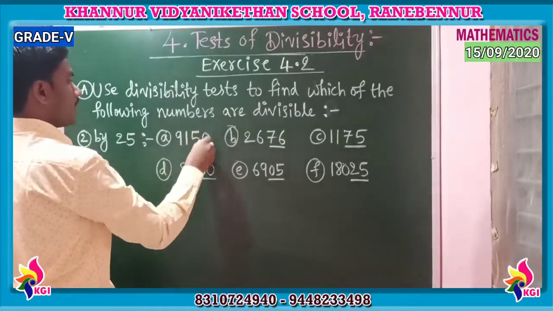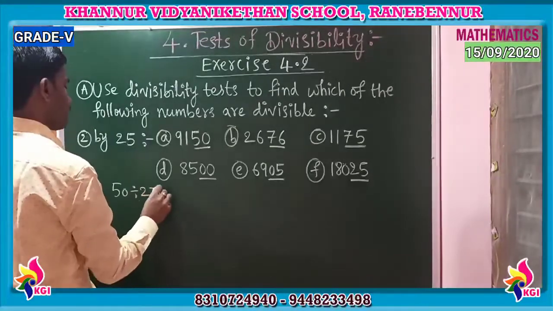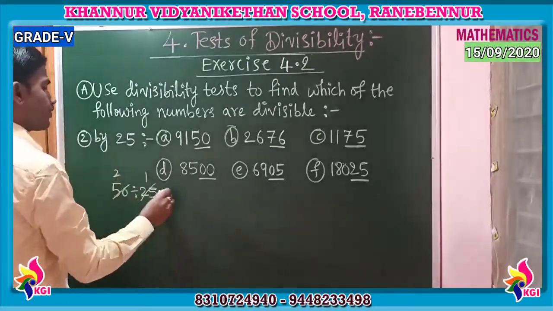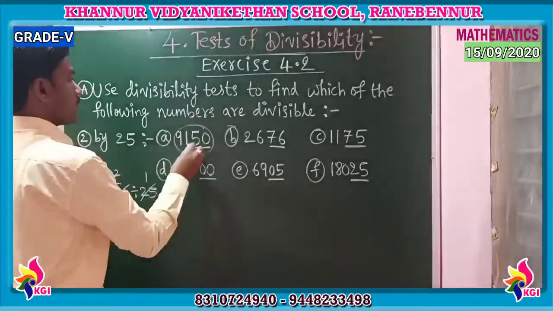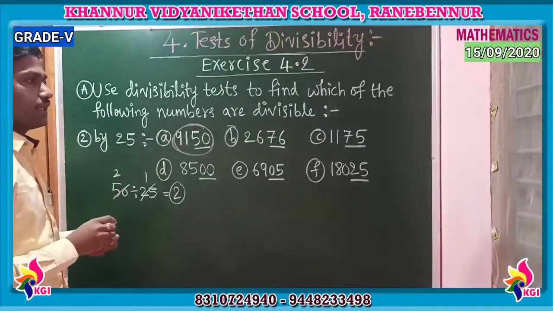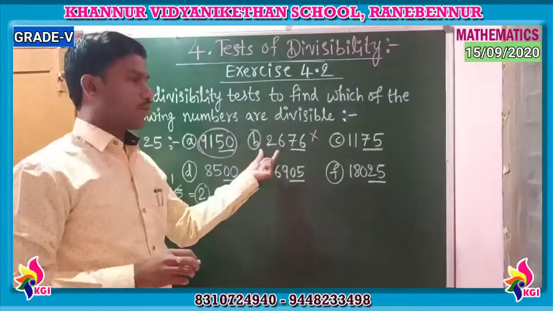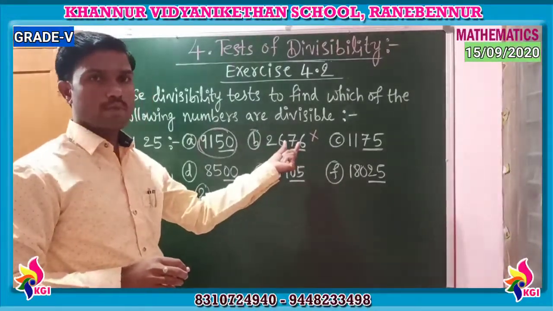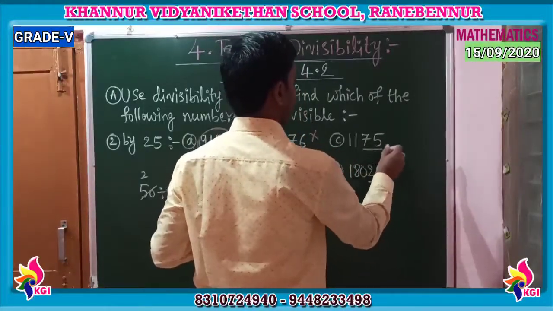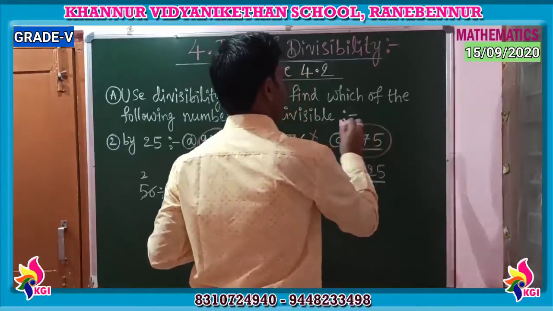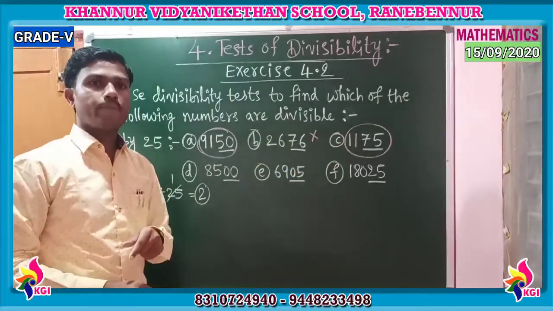First of all, the first number is 9150. The last 2 digits are 50. 50 is divisible by 25: 25 ones are 25, 25 twos are 50. So this number is divisible by 25. Then what about 2676? 76 is not divisible by 25. That's why 2676 is not divisible by 25. Next, 1175. The last 2 digits 75 are divisible by 25, which means the given number 1175 is also divisible by 25.